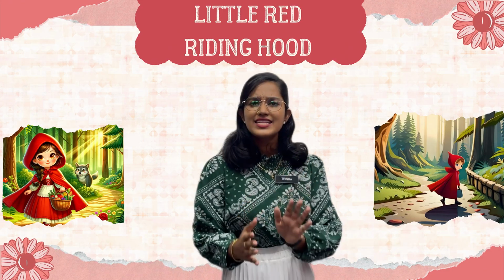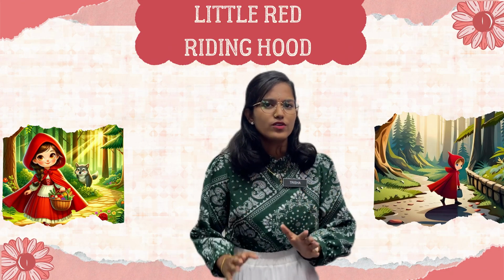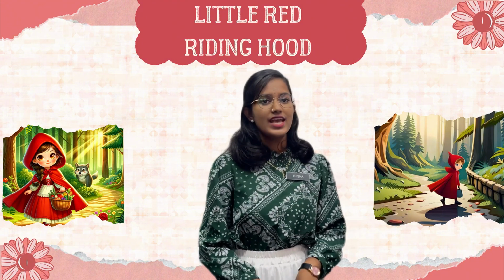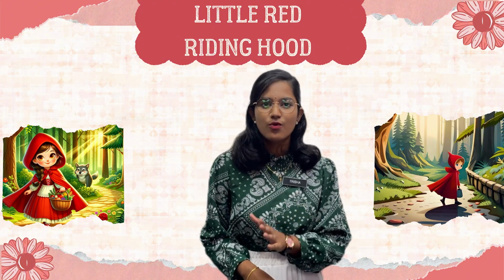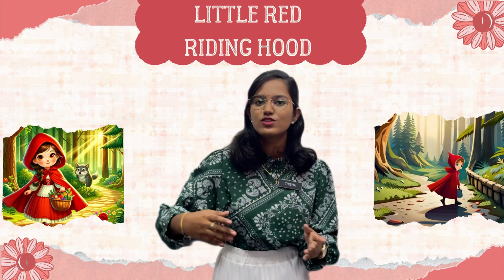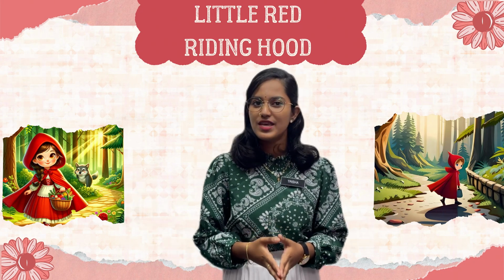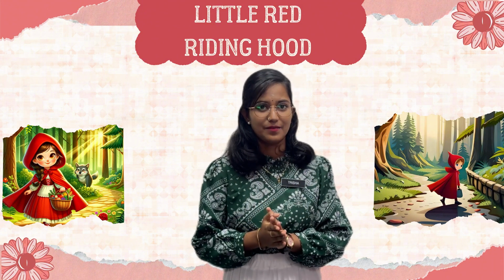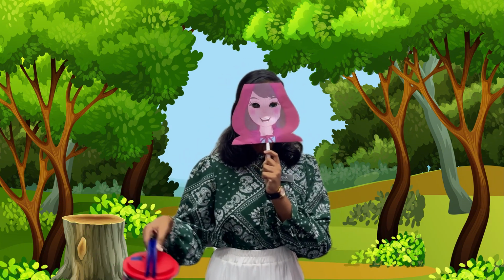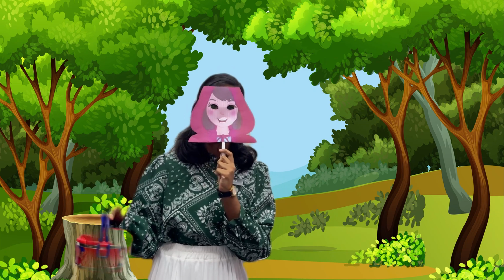Now, let's act out a key moment from Little Red Riding Hood. In this scene, Little Red Riding Hood is walking through the forest to visit her grandmother and she meets the wolf for the first time. Picture the tall trees and winding path in the forest. Little Red Riding Hood is walking along happily, holding a basket full of food for her grandmother.